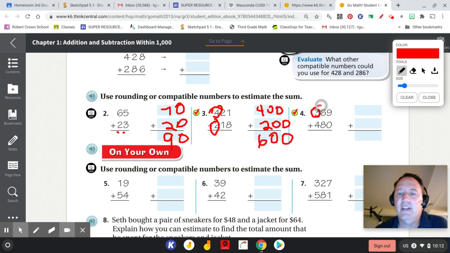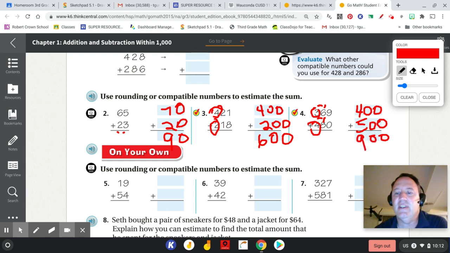369, I look next door, that 6 tells me I have to change the 3 to a 4. So that's 400. And this 4, there's an 8 next door, so I have to change that 4 to a 5, which makes it 500. 0 plus 0, 0 plus 0, 5 plus 4 is 9. My answer is 900. Okay, number 5.